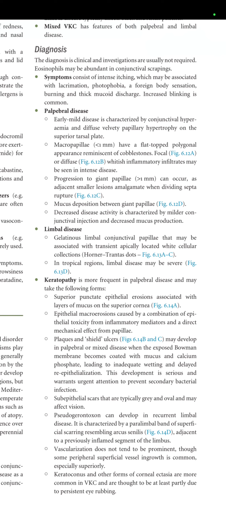Subepithelial scars that are typically gray and oval and may affect vision.